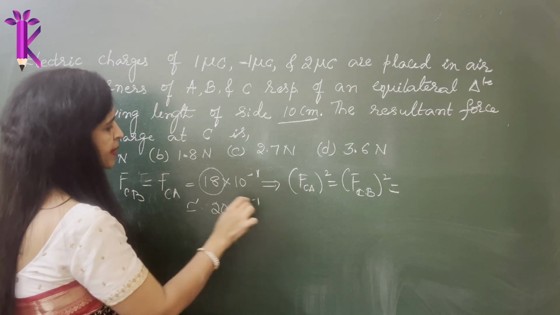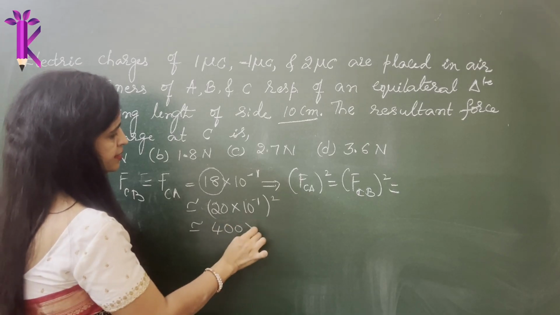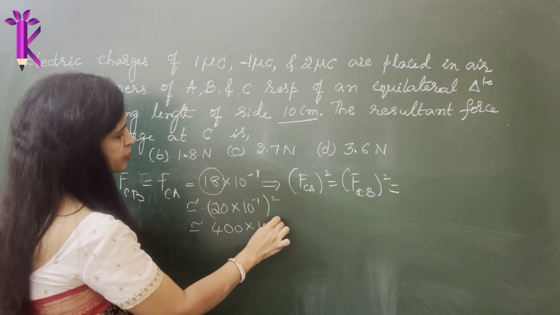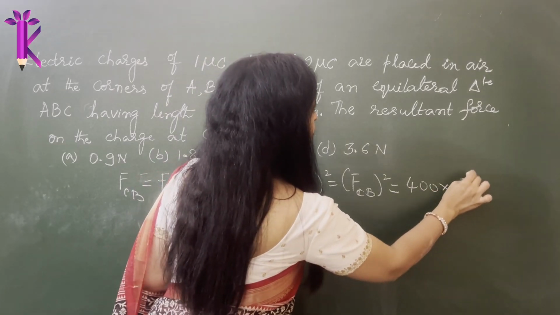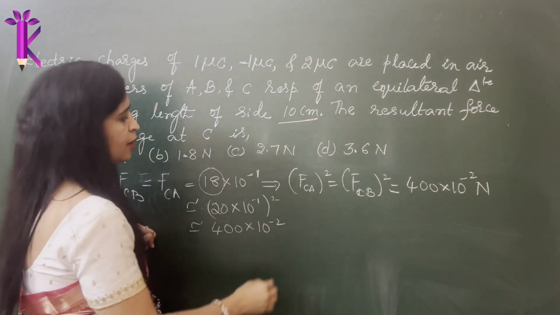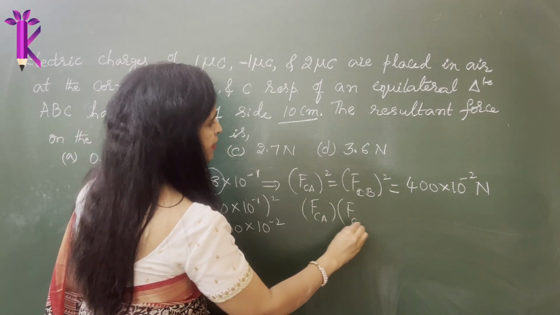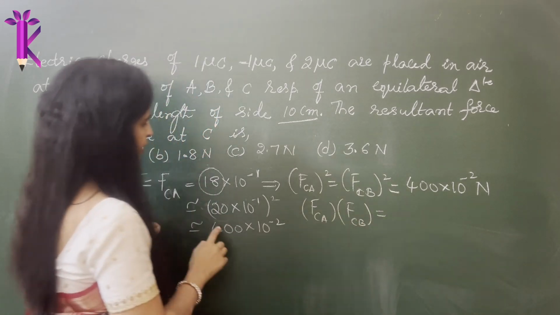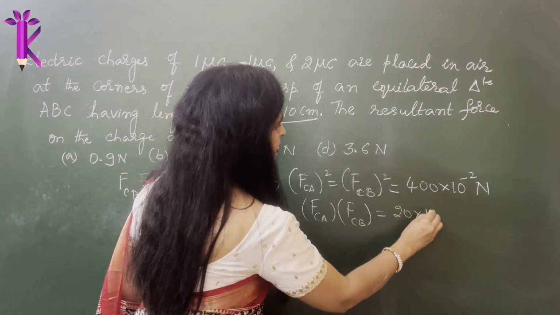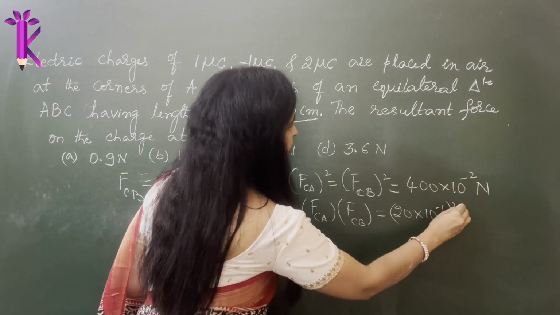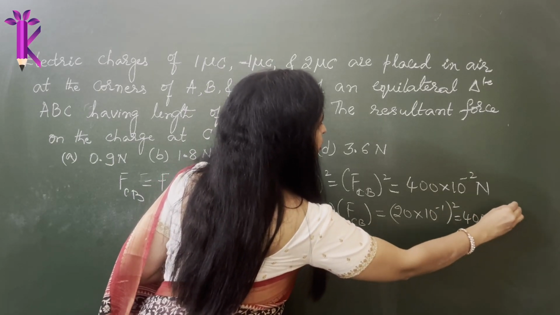So 20 into 10 to the power of minus 1 the whole square. 20 square is 400. This will be 10 power minus 1 into 2, which is 10 power minus 2. Let's assume this to be 400 into 10 to the power of minus 2 Newton. Now you need to find out how much is FCA multiplied by FCB, right? 20 into 20 again, it was 20 into 10 to the power of minus 1 whole square. Both are equal. So that is also equal to 400 into 10 to the power of minus 2.